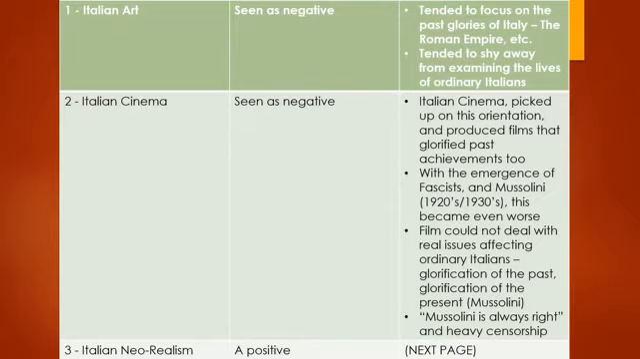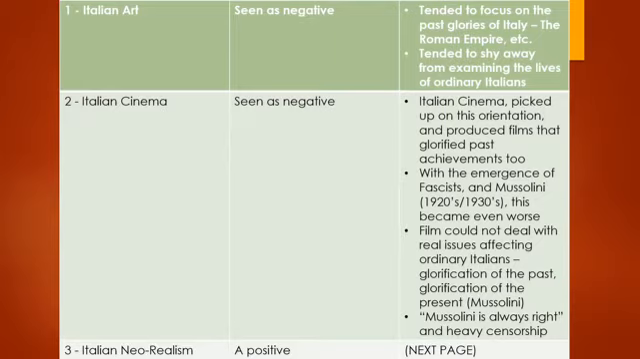Then Italian cinema comes onto the scene. It's a new technology in the country, and it could have done something different with that technology. It could have done something very positive with that technology, but it didn't see its potential, and so it's also seen as negative because instead of doing something different, it just replicated the exact same problematic dynamics as Italian art and society in general, except worse. So, Italian cinema in general picked up on this orientation and produced films that glorified past achievements as well.